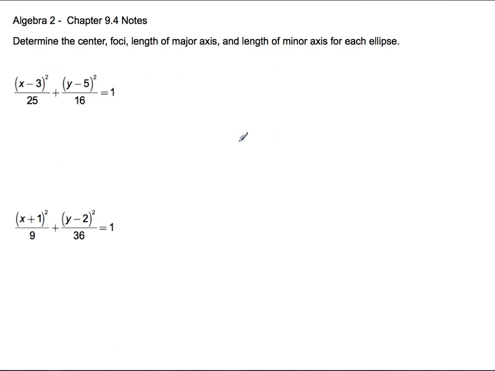Okay, lastly, we want to look at using an equation of an ellipse to determine some different things. That's the center, the foci, the length of the major axis, and the length of the minor axis for each ellipse. So the center is always one of the easiest things to do. It's just the super secret opposite society. So the opposite of -3 and the opposite of -5. Okay, the a value is the square root of the bigger number. So the a value here is 5, and the b value is 4.